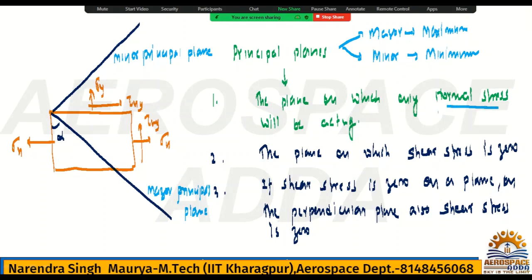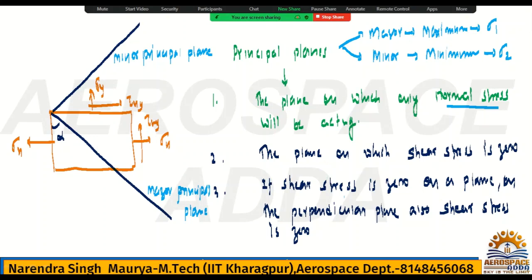So how many normal stresses, what are the classifications for normal stress? Two. One is maximum normal stress, another is minimum normal stress. So where the maximum normal stress will be acting, that plane will be denoted by sigma 1, and the minimum by sigma 2. Right.